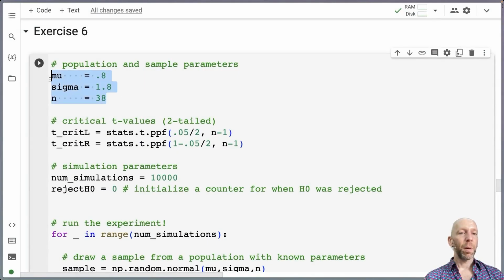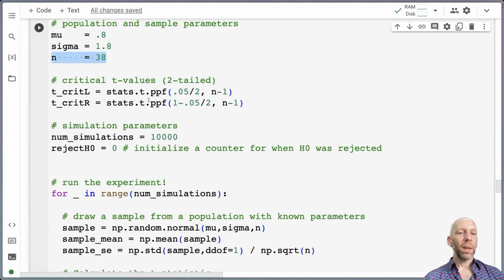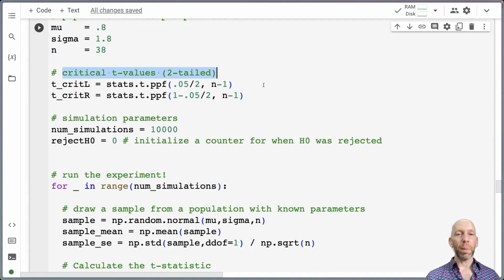So here I define the population parameters and the sample size over here. Here I'm defining the critical t-value. So remember that to reject the null hypothesis, the observed t-value needs to be more extreme to the left of the critical value or more extreme to the right of the critical value. And of course, this is a two-tailed test. So we obtain the critical t-values at 2.5% on the left and 97.5%, or 0.975, on the right side of the distribution with this degrees of freedom.